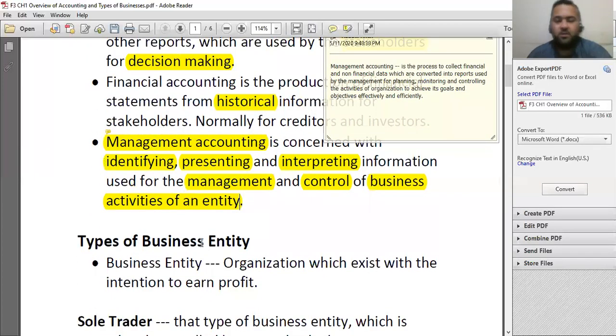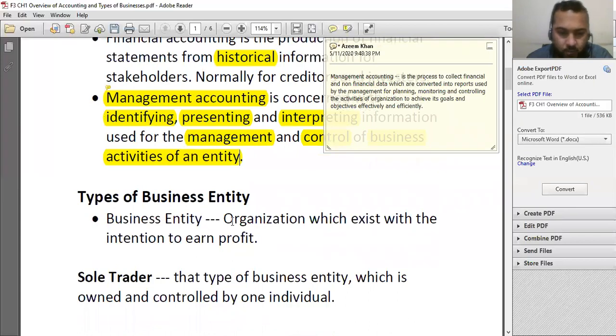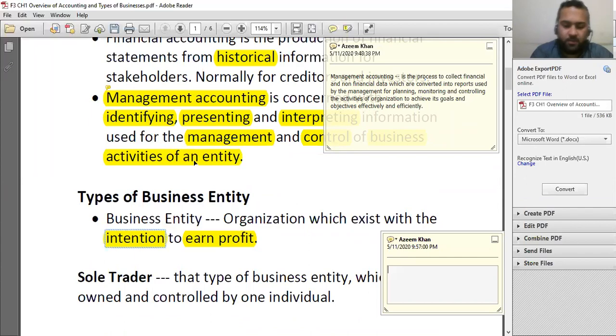Okay. Next topic, you have types of business entity. Before we explain types of business entity, we will learn what a business entity is. A business entity means an organization which exists with the intention to earn profit. So what do you mean by intention here? It means the purpose of establishment. So a business organization or business entity means that organization which has been established with the purpose of earning profit. It will become a business organization.